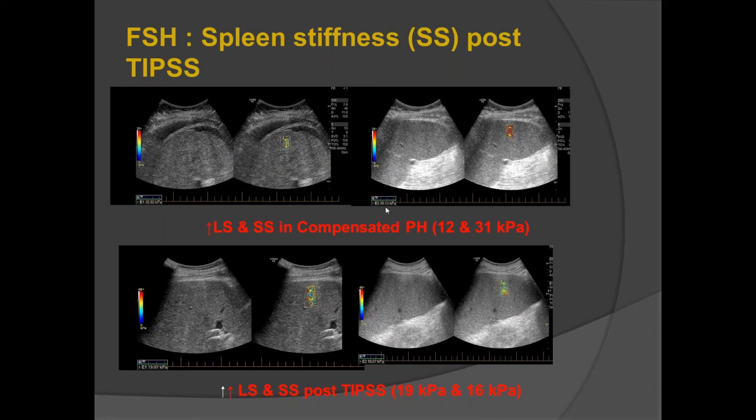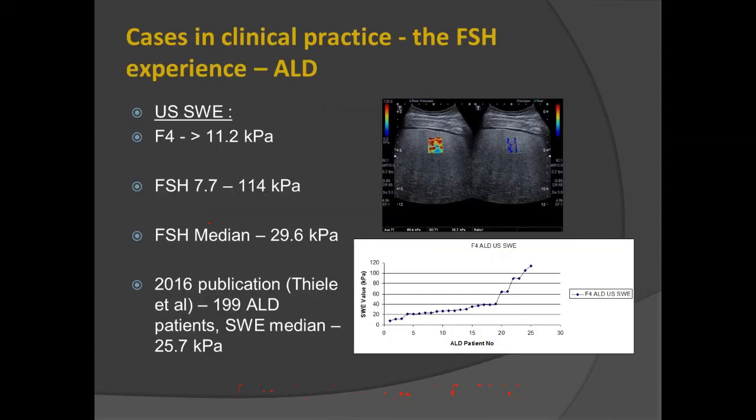As I said, we found at Fiona Stanley quite quickly that our alcoholic liver disease patients had really high numbers when they were cirrhotic compared to what our cut-off point was. Although people often talk about F4 being greater than 11, we found that our median was around 30. Again, we think this is a reflection of the fact that a lot of our alcoholic liver disease patients have portal hypertension as well, and it's something that we're looking at closely in our future work.